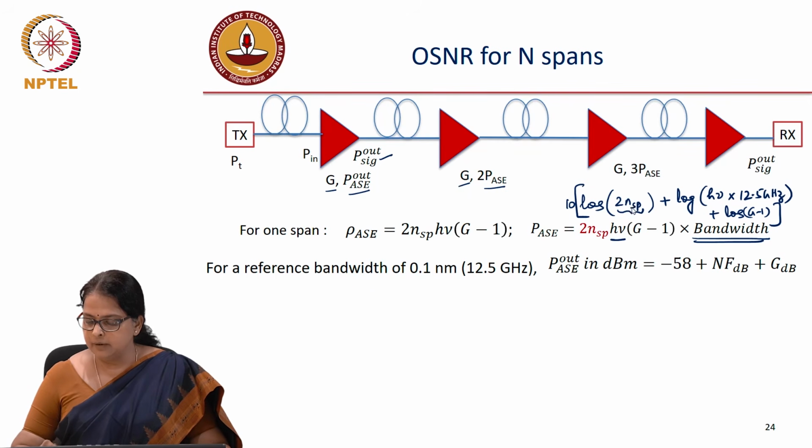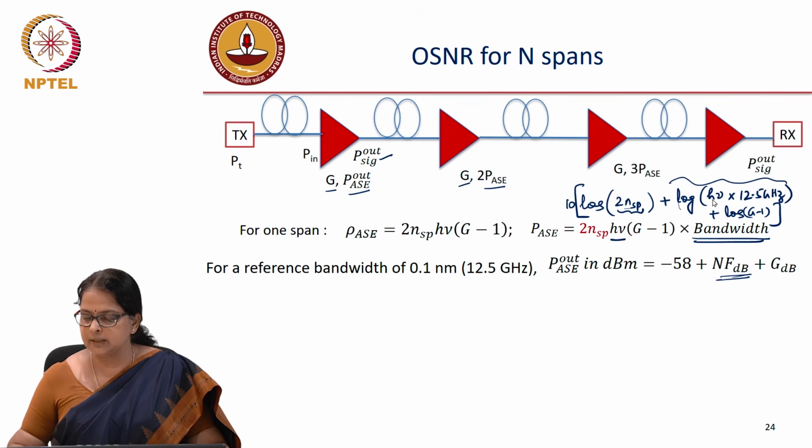This 10 log of 2 nsp is the noise figure. These terms are all constants: this is Planck's constant, this is the frequency at 1550 nanometer, and you can calculate with 12.5 gigahertz. This number turns out to be minus 58, and log of G minus 1 is G in dB.